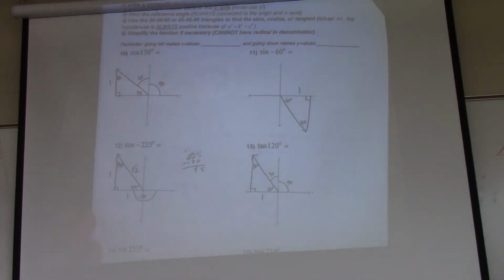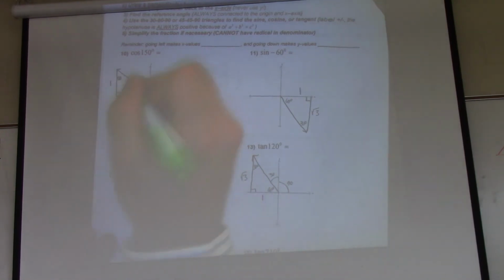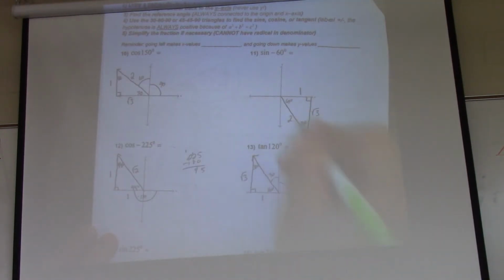What's across from 60? Square root of 3. And then the hypotenuse is always what? 2. You can look up here again. The hypotenuse on those 30, 60, 90s is always 2, on all of them. Okay?